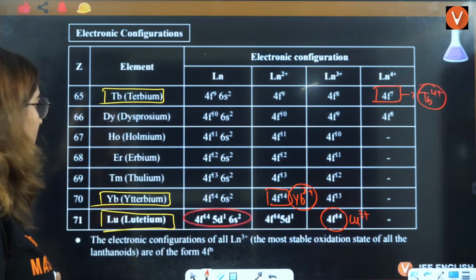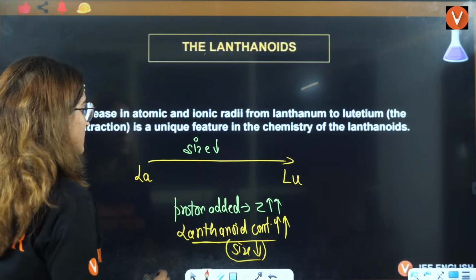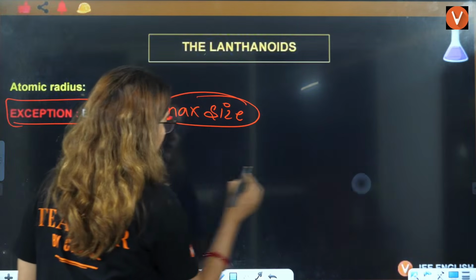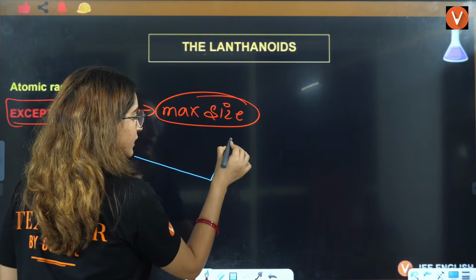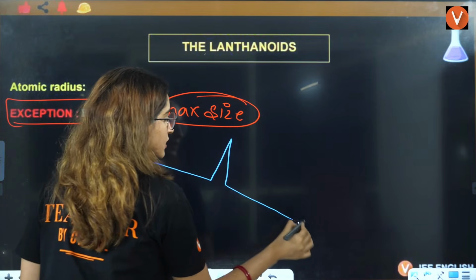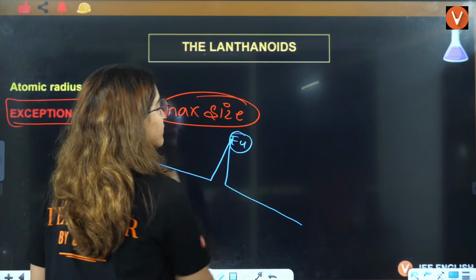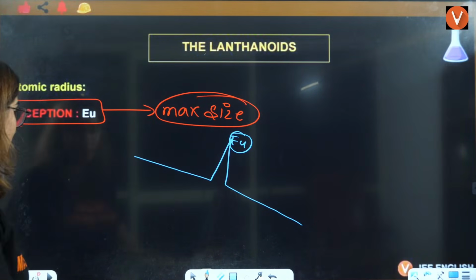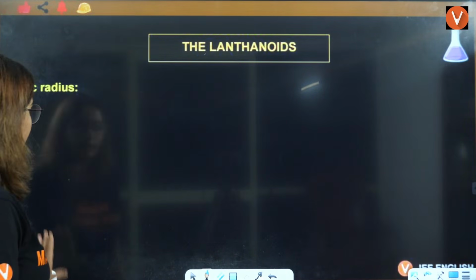So what exactly happens here, right? It goes like this, it goes like this. It should be decreasing, decreasing, decreasing, decreasing, decreasing. It increases to europium, then again it is decreasing. So this is europium, right? That is why this exception becomes very important, right?